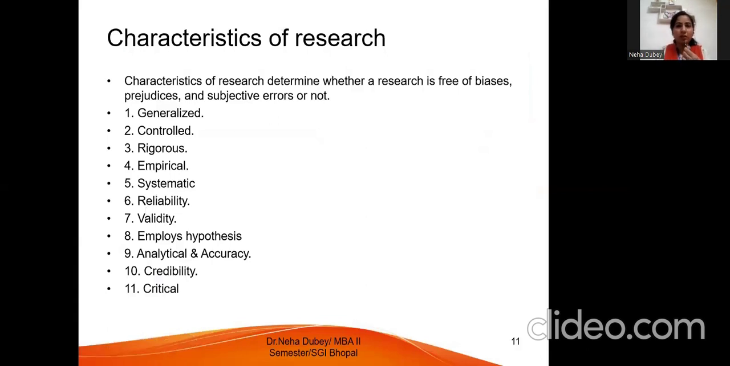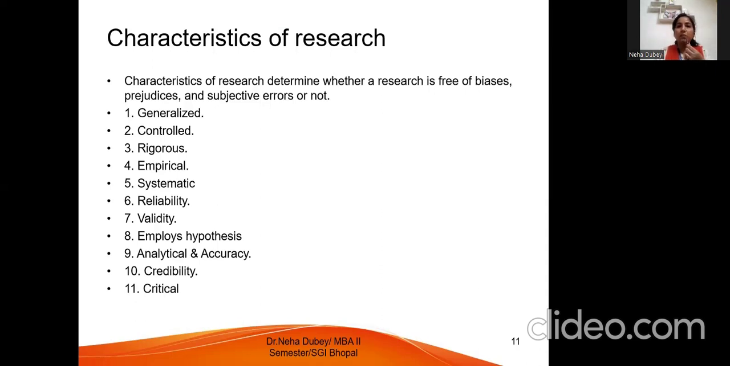First, before starting the characteristics of research, we will go to a quick review of what we did in the previous lecture, that is, what is research. Research is a systematic, or we can say a step-by-step activity or process where we first identify the problem and try to sort it out by giving solutions. So this is research. Now, what are the characteristics of research?